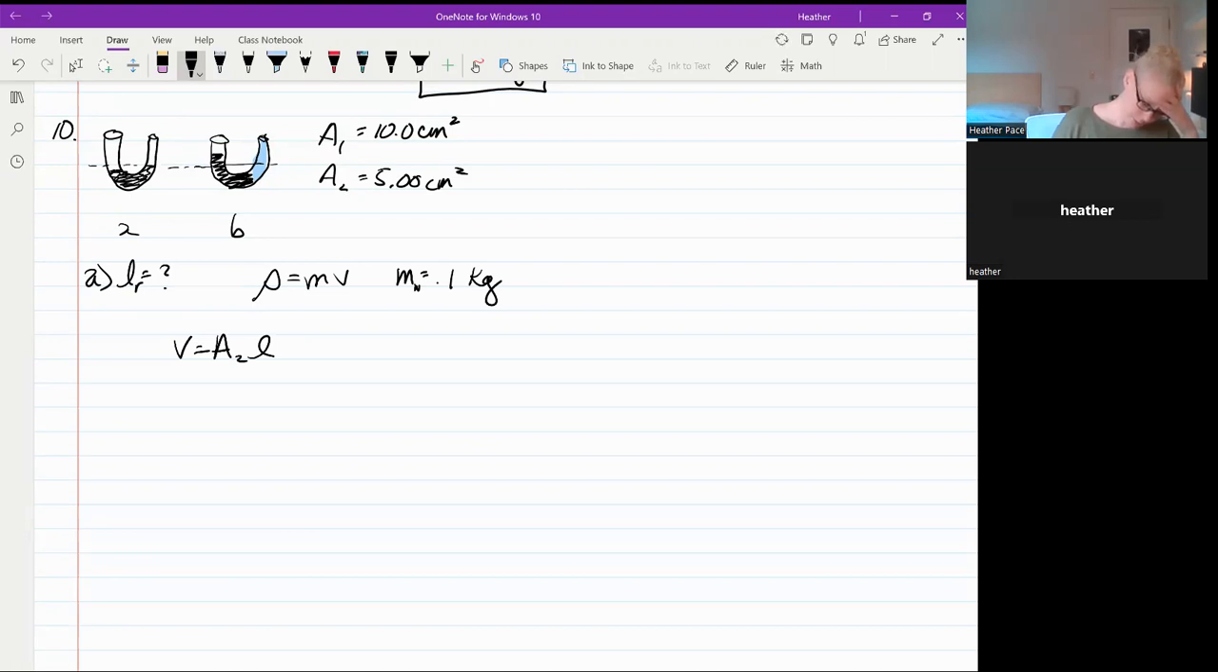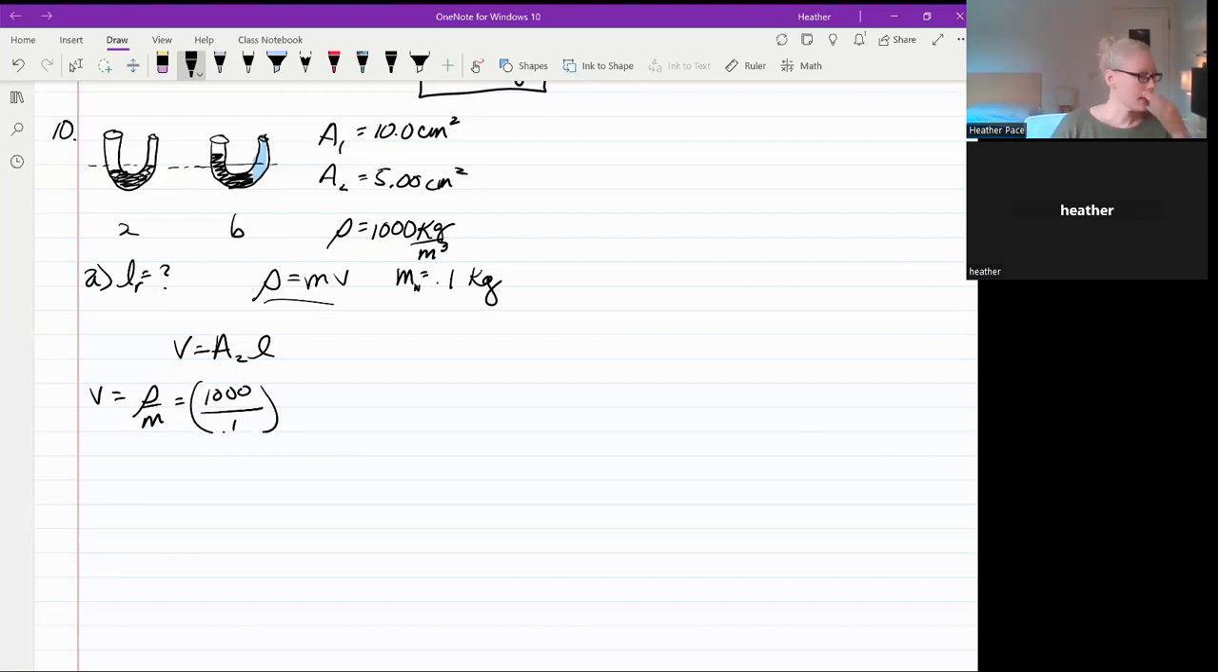So we can look up rho of water. The density of water is 1,000 kilograms per meter cubed. Okay, so let's solve for volume. We're going to take that and move it around. We're going to say V equals rho over M. We are just going to plug in. This is a pretty easy calculation to do here.